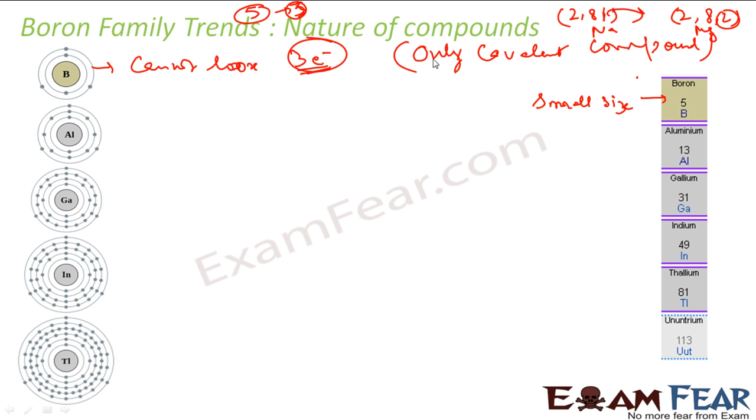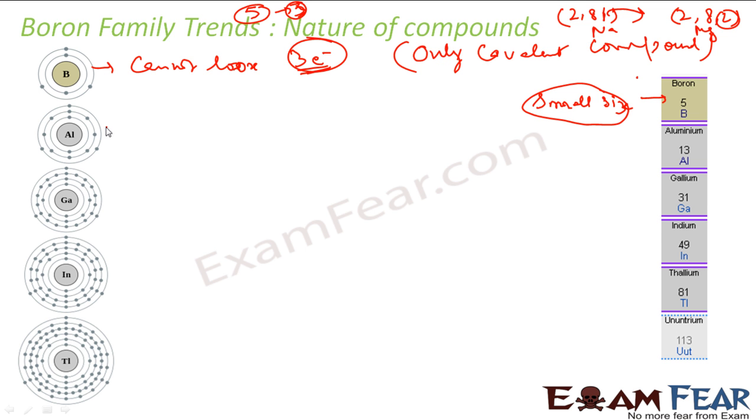Please note here why it cannot lose 3 electrons: because it's very small in size, first thing, and it has to lose almost 50% of its electrons. It has more than 50%, which it won't want to. So it always forms covalent bonds. It's a very critical concept. Boron always forms covalent compounds.